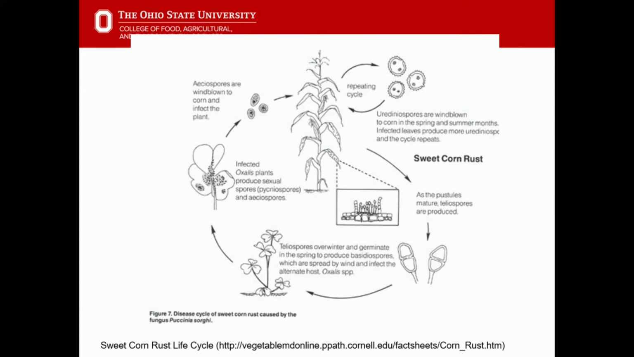As the pustules mature, they produce teliospores, which are overwintering spores that germinate in spring to produce basidiospores. The basidiospores are spread by the wind, and those that land on the alternate host of corn, various oxalis species, can infect these plants and produce pycnospores, the sexual spores, and aeciospores, which can infect corn. Aeciospores, thus, are the primary inoculum for the corn plant.